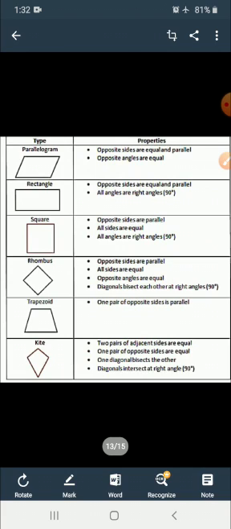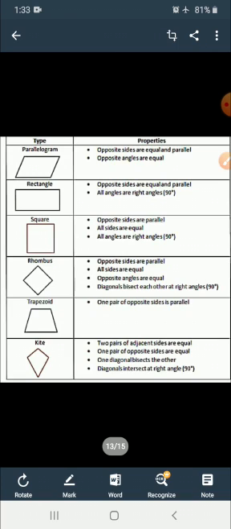Here let us discuss the properties of a parallelogram. Opposite sides will be equal to each other and they are parallel to each other. In a rectangle, opposite sides are equal and parallel, and also all the angles are right angles, that is each angle measures 90 degree. Same as a rectangle, each angle measures 90 degree in a square. All sides will be equal, and opposite sides will be parallel. In a rhombus, opposite sides are parallel, all sides are equal, opposite angles are equal, and diagonals bisect each other at right angles.